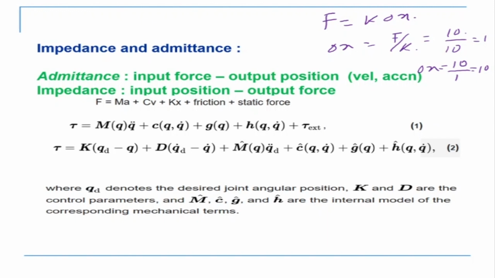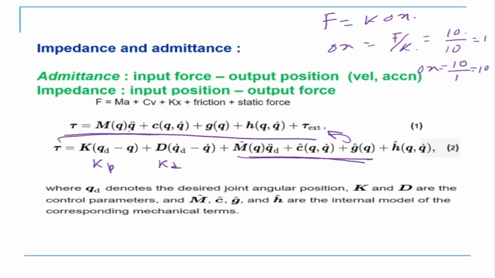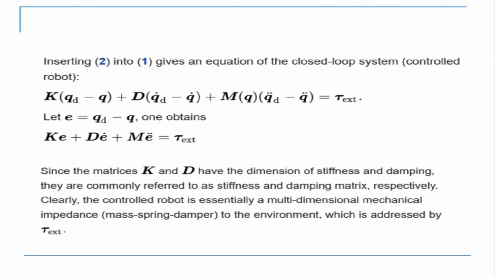Now, how do we design such controllers? Basically, we can have impedance control, we can have admittance control. This is my dynamic equation, which we have studied. Torque is equal to mass into acceleration plus Coriolis, centrifugal forces, gravity, plus other forces. So basically I can design a PD controller. This is my KP and this is my KD term. If I take it and put it here, what I'm going to get is this equation now.